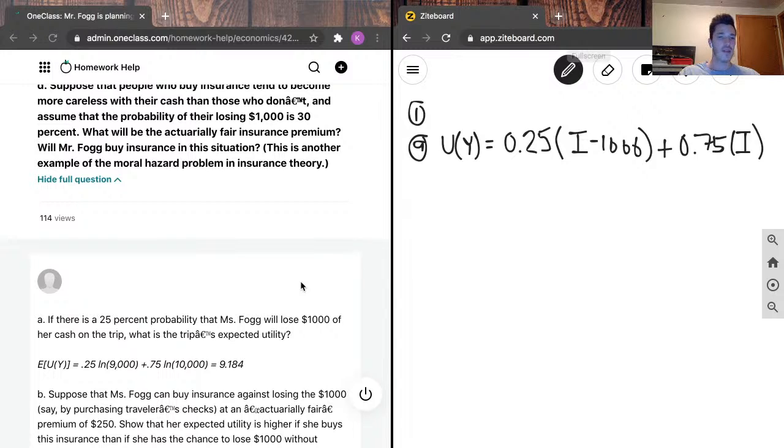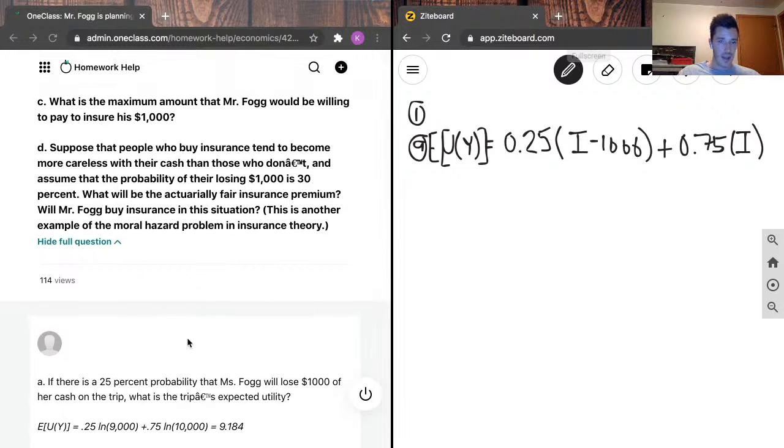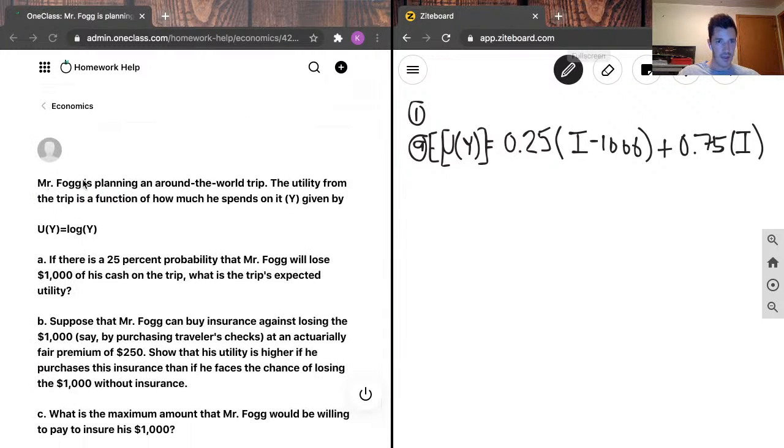And our junior tutor said, A, if there's a 25% probability that Mr. Fogg will lose $1,000 of cash on the trip, the trip's expected utility. 2 things. 1, our junior tutor wrote it as the expected utility of Y. That's correct. That's an oversight on my part. We can't write it as the utility of Y because we're not sure which of the 2 cases are going to take place.